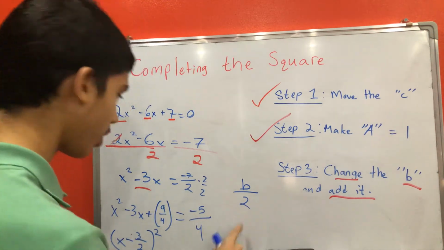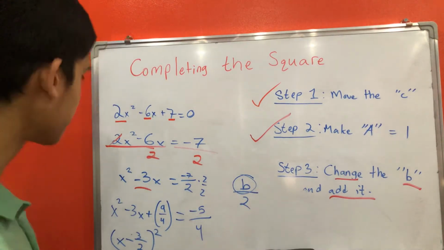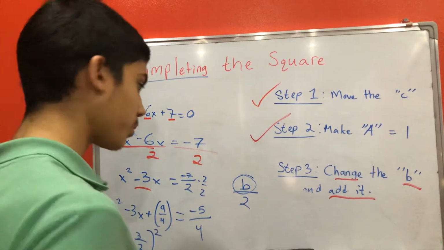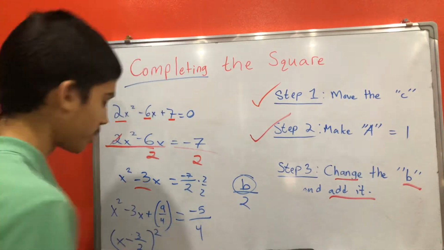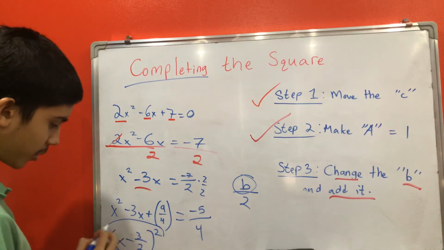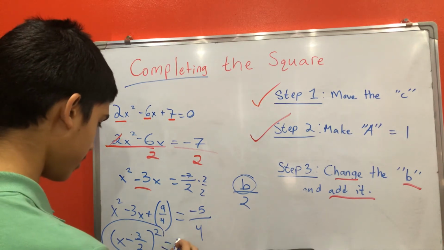So it's pretty cool. Remember, this b term is one of the most important terms when we complete the square, because in step 3, we're changing it, and then when we're completing our answer, we also have to divide it by 2 to get our final square. So we get this guy is equal to negative 5 over 4.